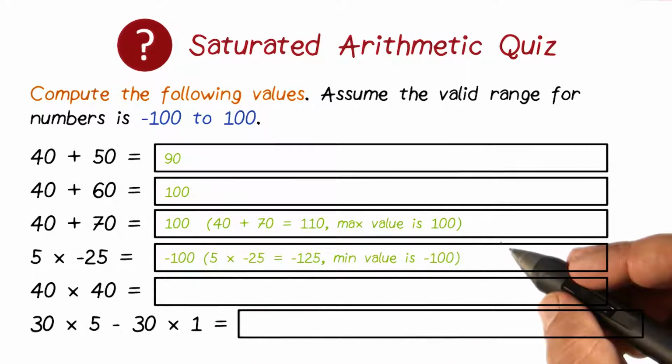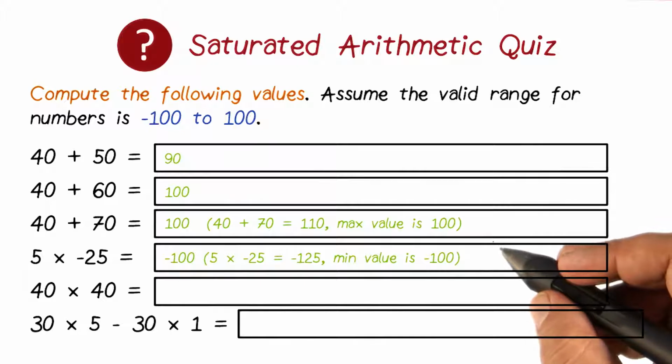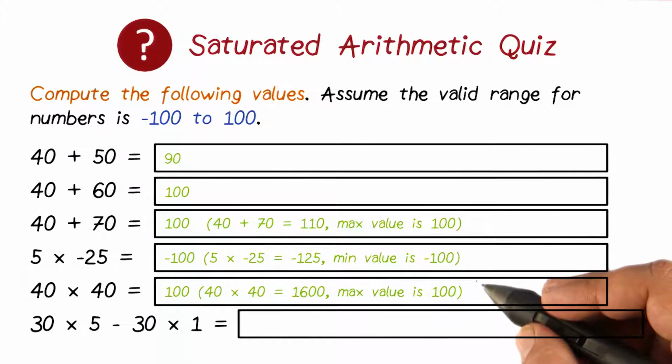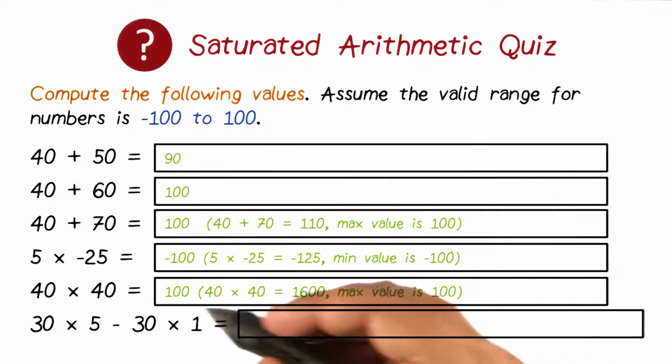5 times -25. The answer is -125, and the min value is -100. So the answer is -100, because that is the lowest value we have in our system. 40 times 40. The answer is 1600, but the maximum value is 100, and therefore we must limit the value to 100, and the answer is 100.